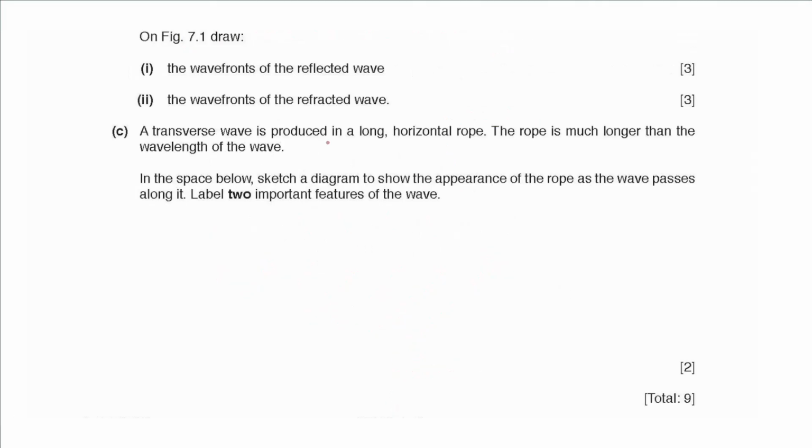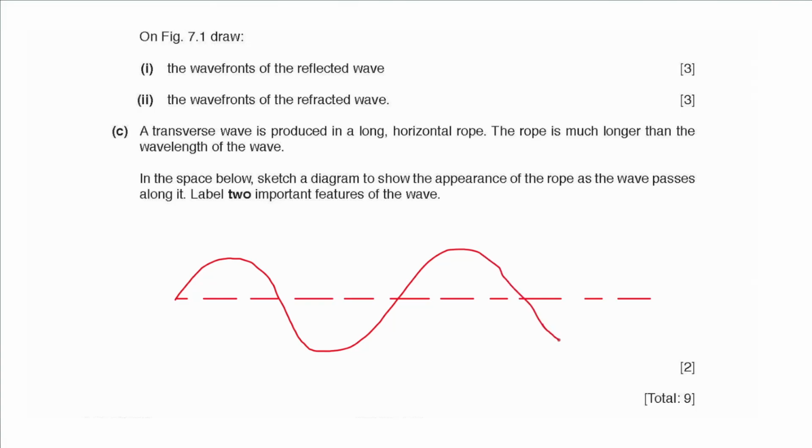Part C says a transverse wave is produced in a long horizontal rope. The rope is much longer than the wavelength of the wave. In the space below, sketch a diagram to show the appearance of the rope as the wave passes along. Label two important features of the wave. So as a guideline, I'm going to draw a horizontal line. This is not part of the wave. This is just a guideline for me to draw. And we have the shape of a sine curve like this, continuing further.